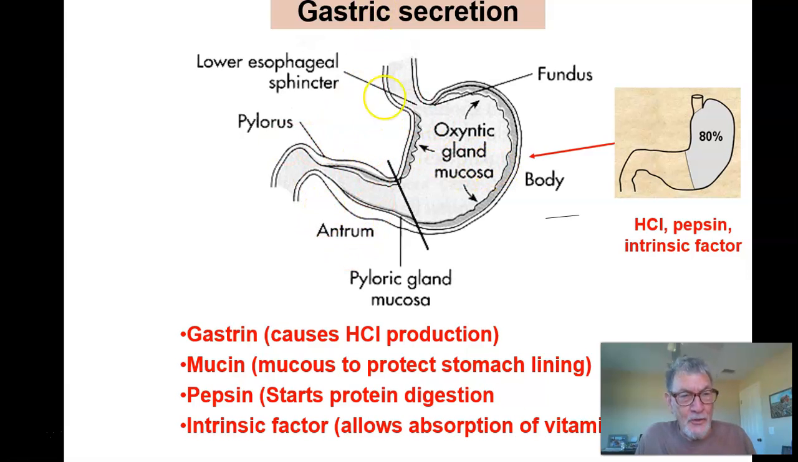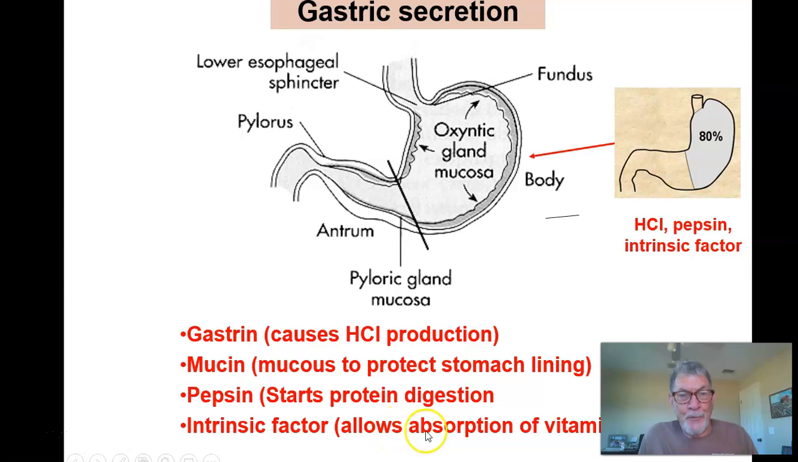We also make intrinsic factor, and intrinsic factor is absolutely necessary for the absorption of vitamin B12. It's a really strange vitamin in the way you absorb it and use it. It's required for life. Without vitamin B12, you get a megaloblastic anemia that causes your red blood cells to swell up so they won't go through your blood vessels, and it can be lethal.